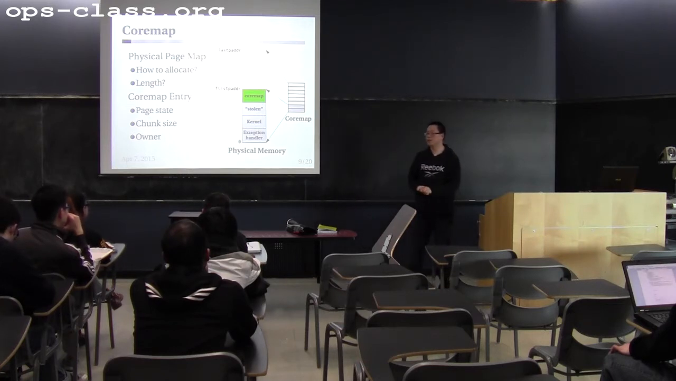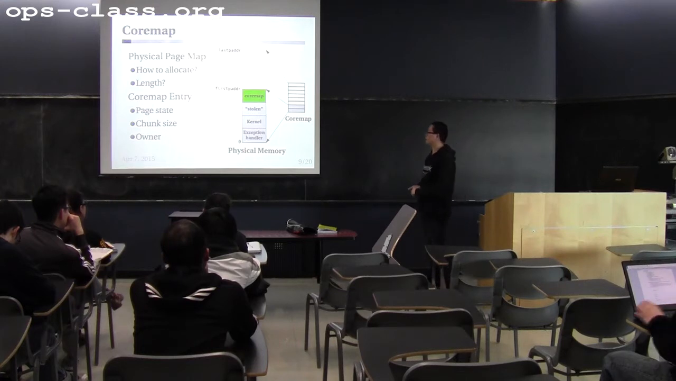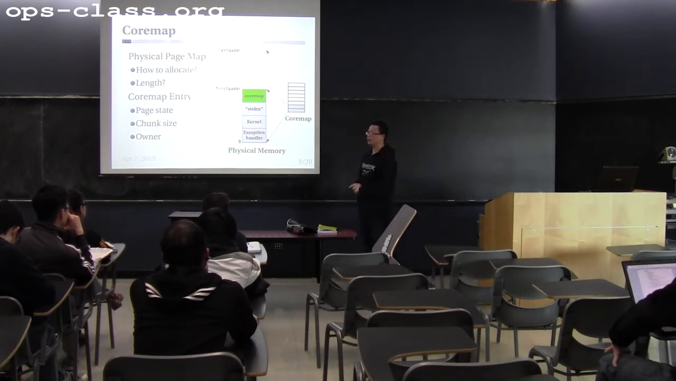Yeah, just calculation. It's the same as in the file table: you don't store the FD in the file handle because the index is just the FD. It's the same thing here. You don't need to store the physical address in the call map entry because given the index, you can easily calculate the physical address, right? So you can just save some bytes there.